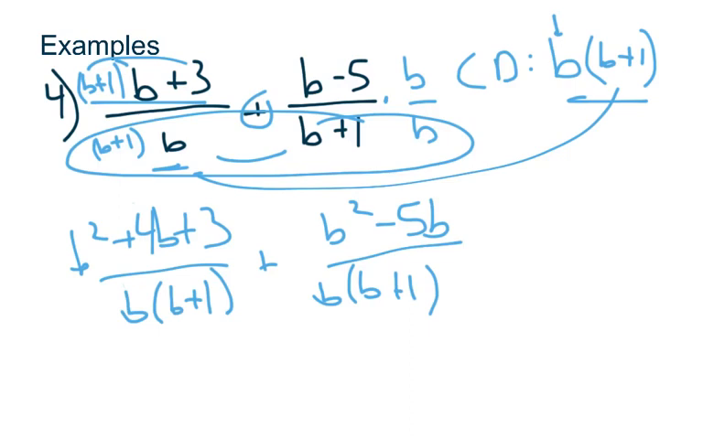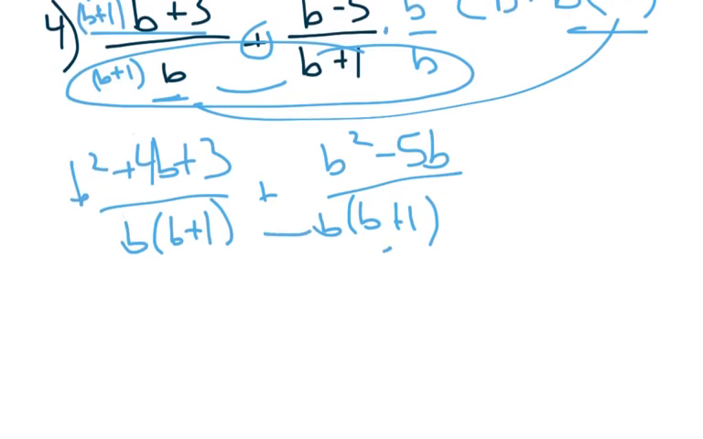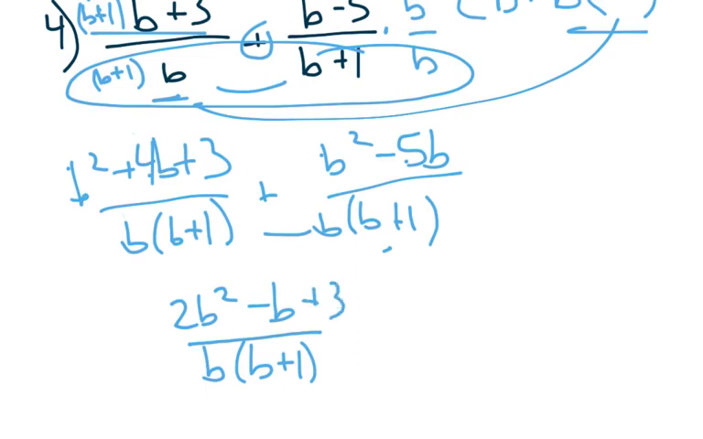Now we have common denominators, so we can keep that the same. Let me scroll down a little further here. So we have b times the quantity b plus 1, and then we have 1b squared, 2b squared for 2b squared. And then let's see here, 4b minus 5b is minus b, and then plus 3.